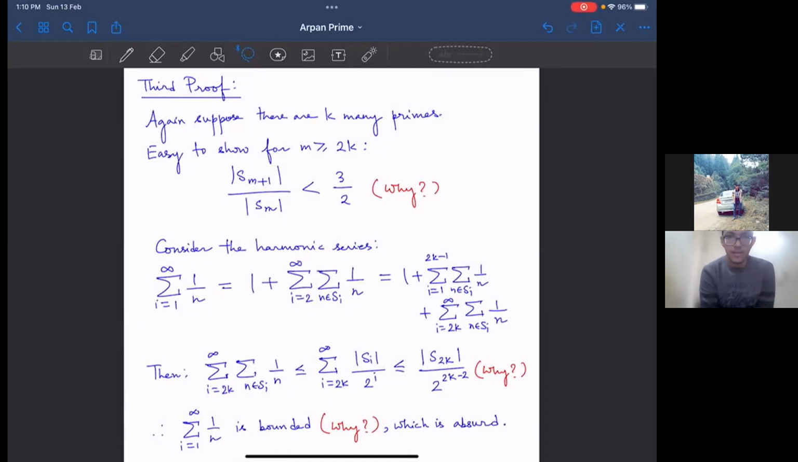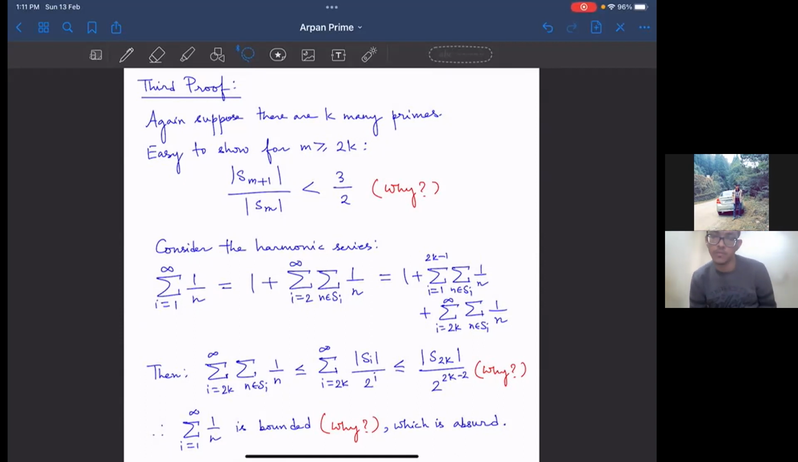Okay. So now this proof is essentially along the same lines as Euler's proof. Euler's proof crucially uses the fact that the harmonic series is divergent. So does this proof. Okay. So consider the harmonic series. Now we have an equivalent representation of the harmonic series, which is 1 plus the double summation i equal to 2 to infinity, n belongs to Si, 1 by n. I'm sorry, that should be i equal to 1 to infinity. That's a typographical error. So why is this? Because S0, S1, S2 and so on induce a partition of the natural numbers. So this is just another way of writing down the harmonic series.